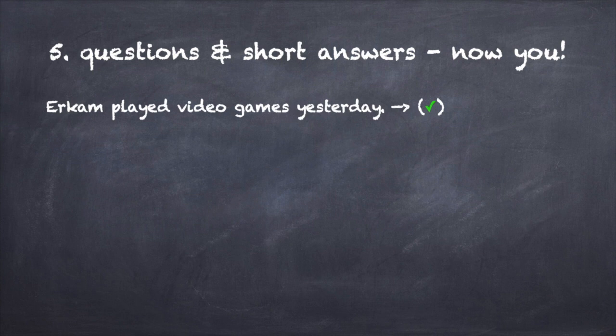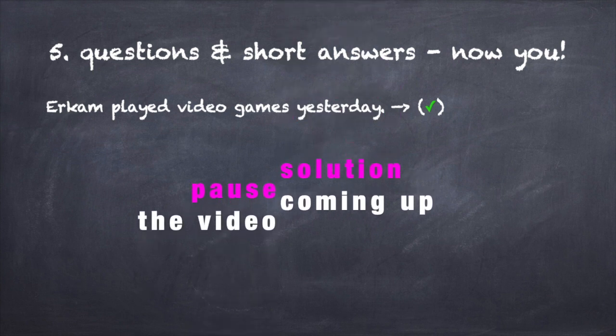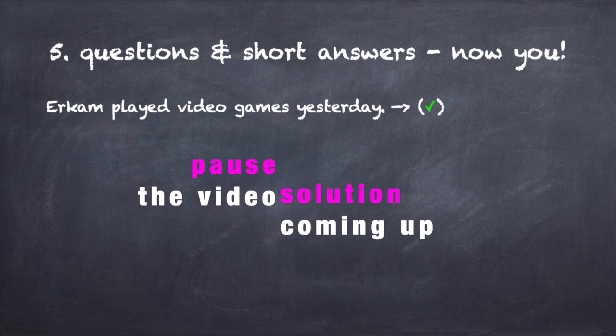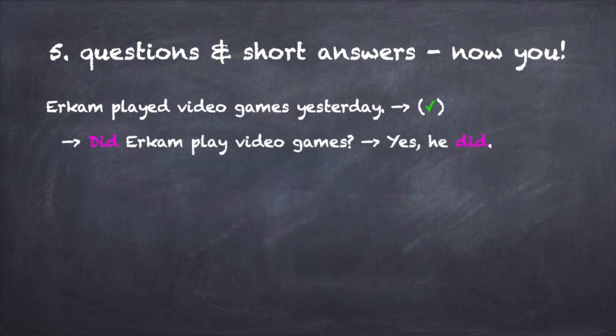So, remember what to do. We need a form of to do in the beginning. And here's the solution. Did Erkam play video games? Yes, he did. Okay, so the form of do now is in the simple past, and we use it again in the answer. Here's another sentence.